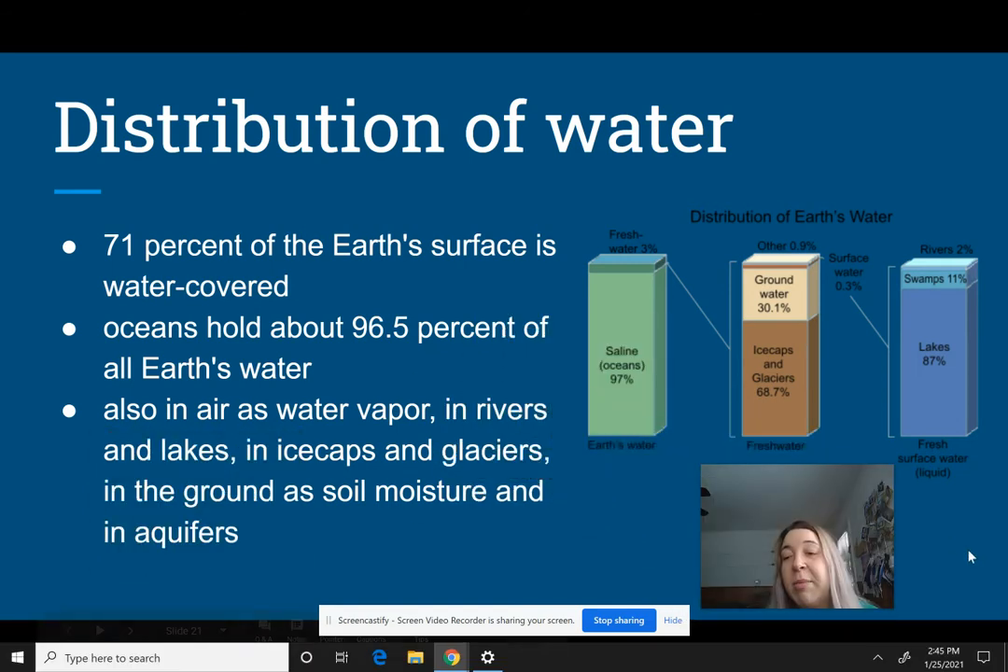Now we're going to talk a little bit about water. Water is going to come up a lot during this unit. One of our standards is all about water and the distribution of water. And all that means is where's all our water at and what kind of water is it?